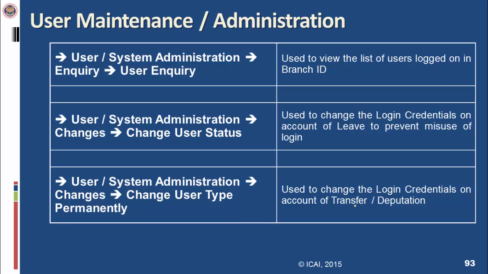User administration will give the users logged in to the branch ID, which can be accessed through the user system administration inquiry, user inquiry. To change the status of a user, that is, if a person is going on a short leave or going on a transfer or deputation, to prevent misuse, that ID can be marked as disabled for a certain period, so that no one else, let's assume someone who has the password, should be in a position to use that ID.